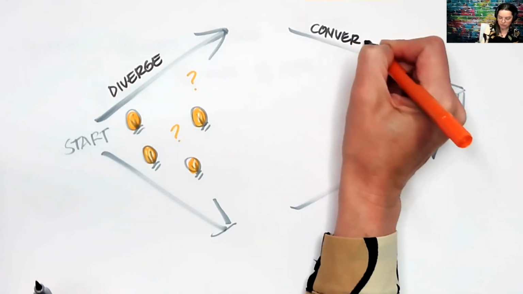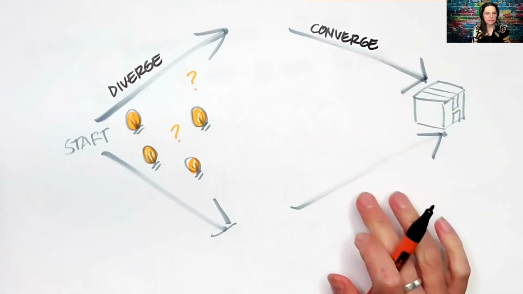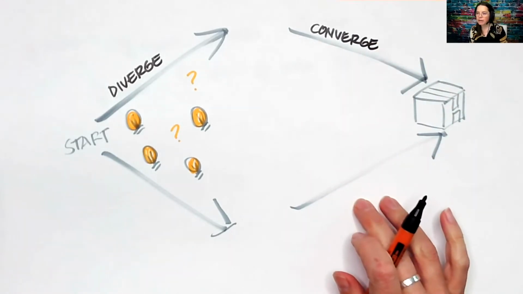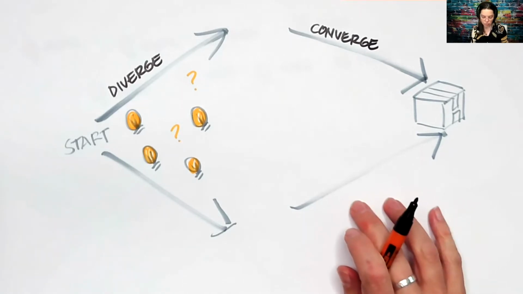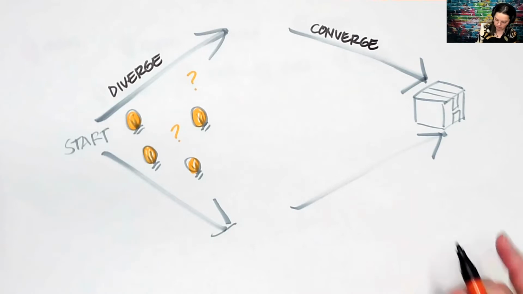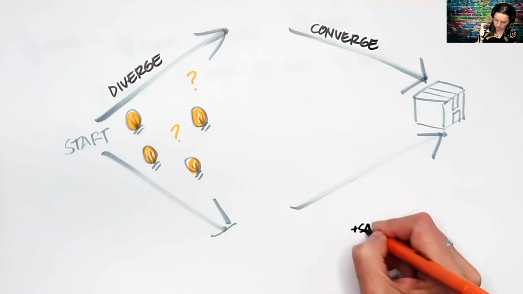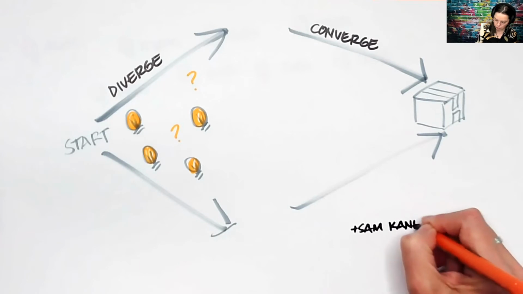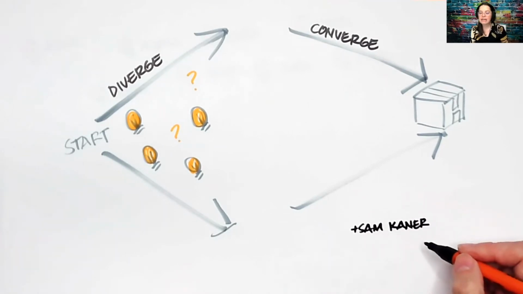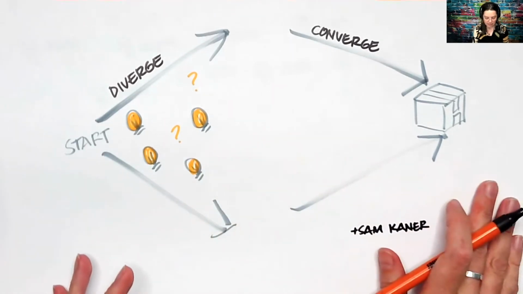Now, some of you might be familiar with this. I believe it's from Sam Kaner's work. It may also be from other practice methodologies that use this as well. If you're interested in Sam Kaner's work, his book, Facilitator's Guide to Participatory Decision-Making, is excellent for new facilitators or even experienced facilitators on how to help this facilitated process.